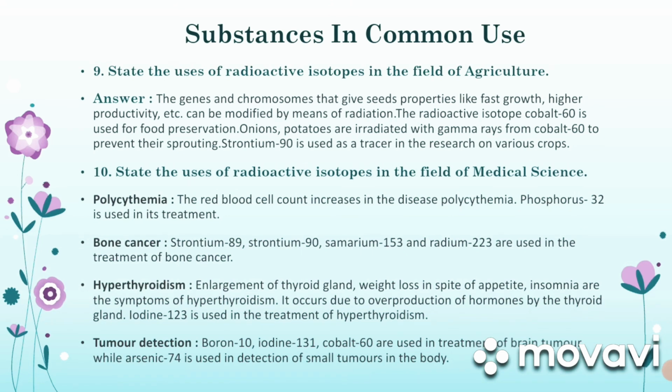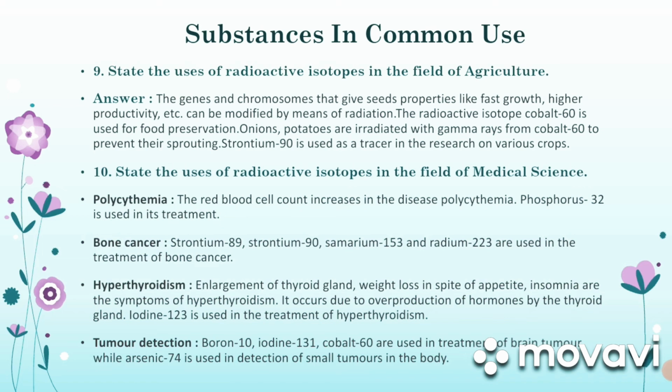Question 9. State the uses of radioactive isotopes in the field of agriculture. The genes and chromosomes that give seeds properties like fast growth, higher productivity, etc., can be modified by means of radiation. The radioactive isotope cobalt 60 is used for food preservation. Onions, potatoes are irradiated with gamma rays from cobalt 60 to prevent their sprouting. Strontium 90 is used as a tracer in the research on various crops.